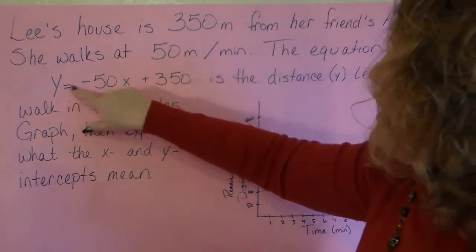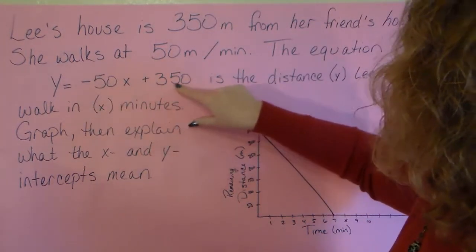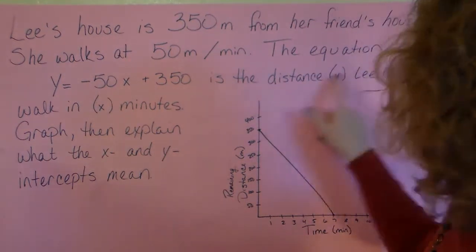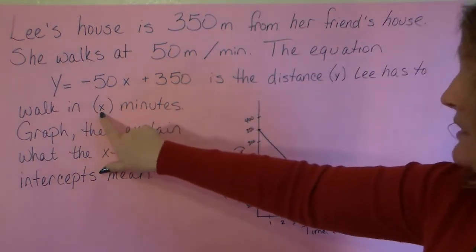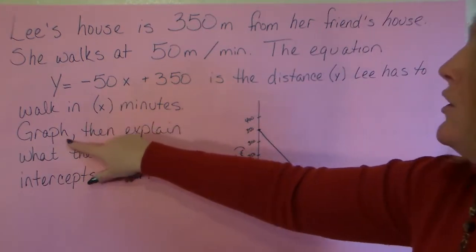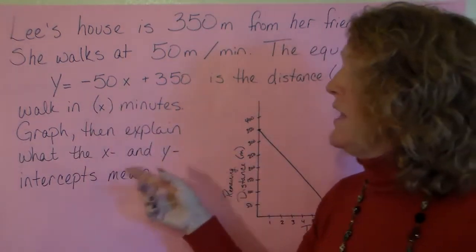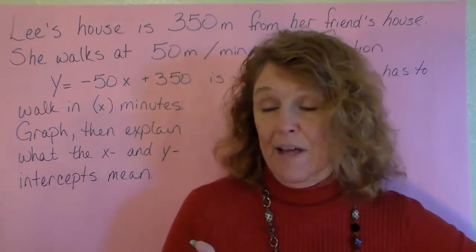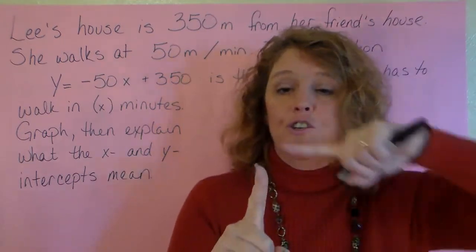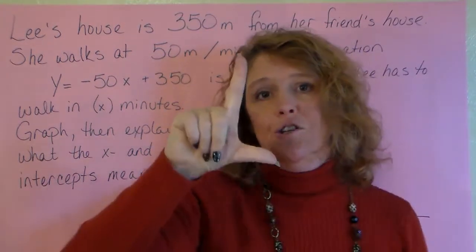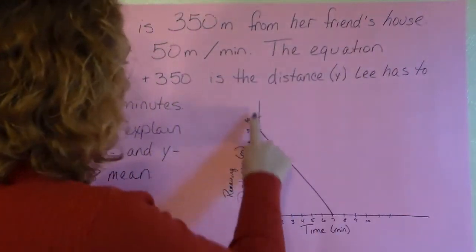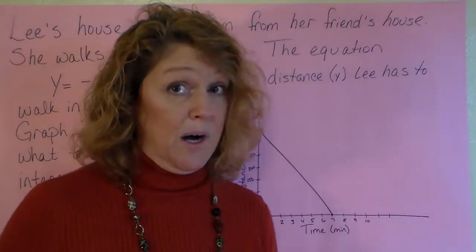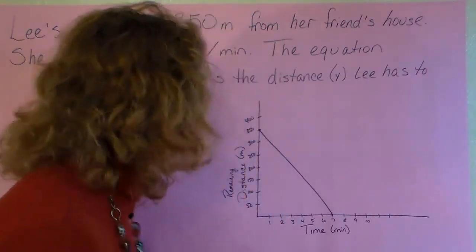The equation y equals negative 50x plus 350 gives the distance, and distance is y, Lee has to walk in x number of minutes. You're going to graph it, then explain what the x and y intercepts mean. Now, distance can't be negative and time can't be negative. So you're not dealing with this kind of graph, you're dealing with this kind of graph, because all of them can only be positive. And remember, time is always on the bottom, distance is always on the side.